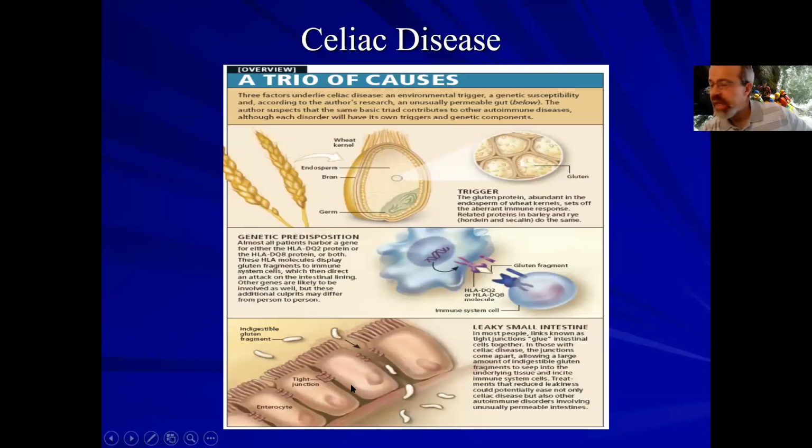Okay. All right, so you've got to have three things. You've got to have the gluten, you've got to have the predisposition, and you have to have a leaky gut. So what actually happens with celiac disease?